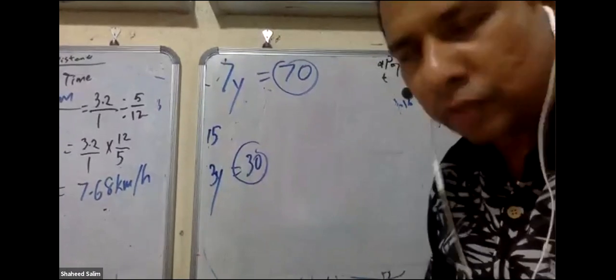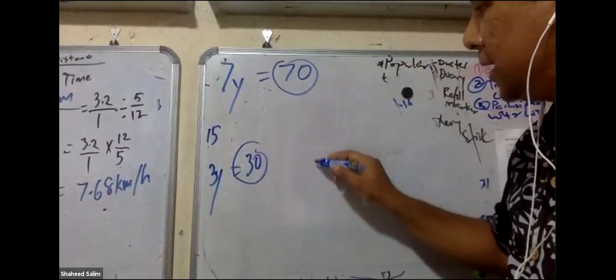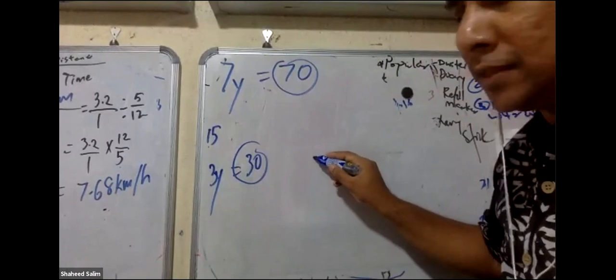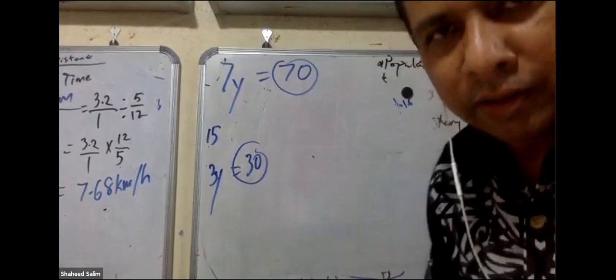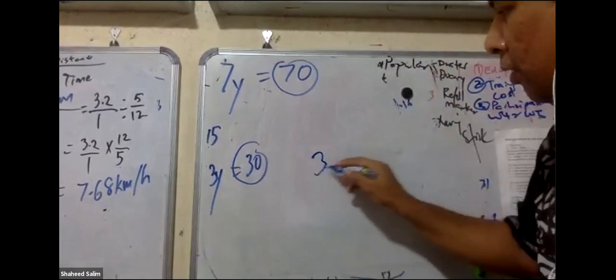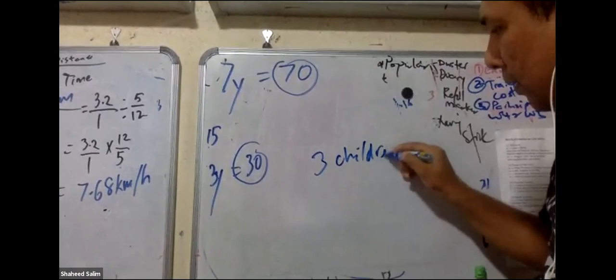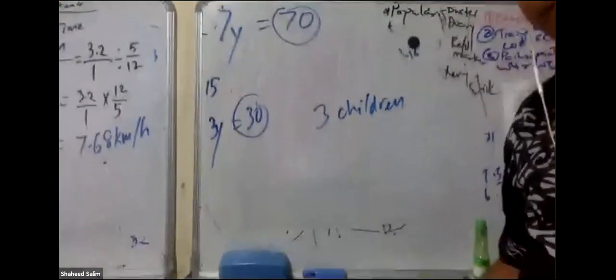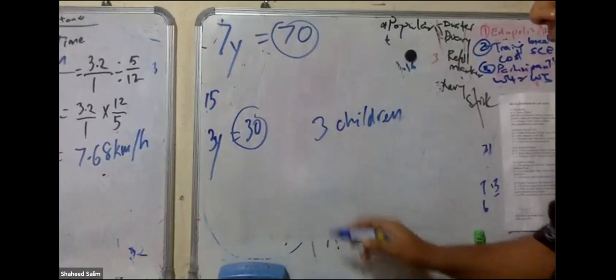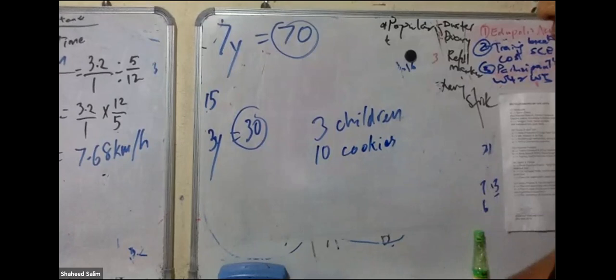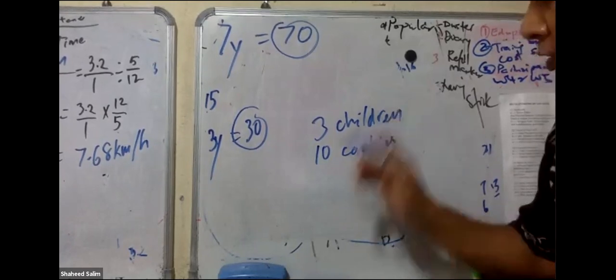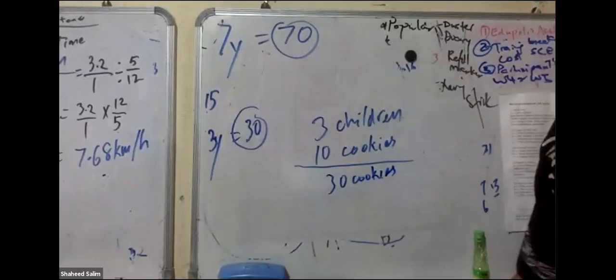How to find the number of children? Well, let's say there are 3 children. Zahira, you got 2 more sisters, right? So let's say 3 girls in your family. Now each child gets 10 cookies. So the total number of cookies is 10 times 3 children, 30. Good, 30. So now I'm going to work backwards.